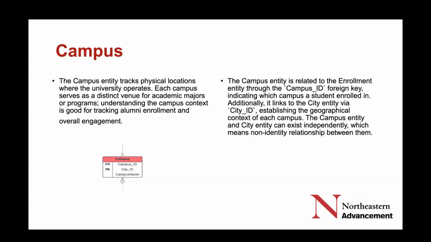So in campus we have campus ID, which is the primary key in campus. We have city ID, which is the foreign key taken from the city table. It serves a very important purpose because it demonstrates where the campus is located. Can you move on, please?